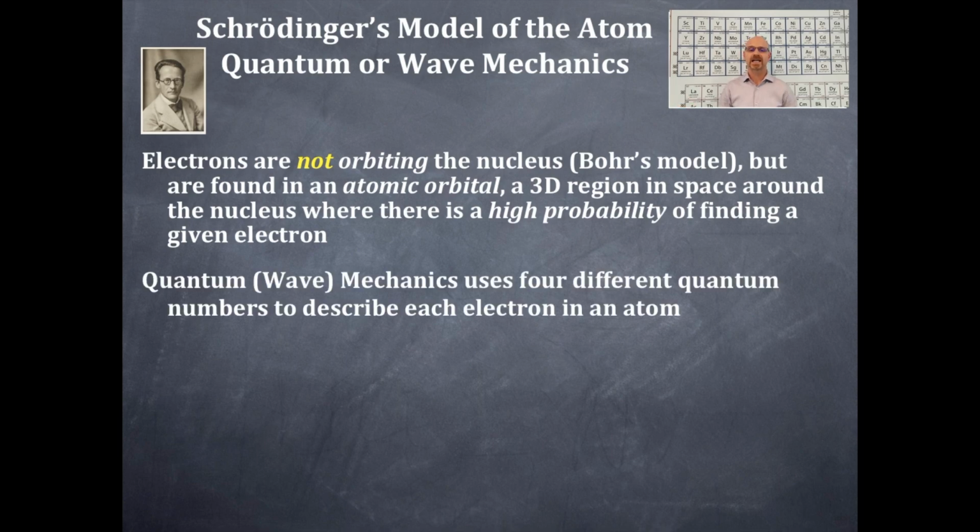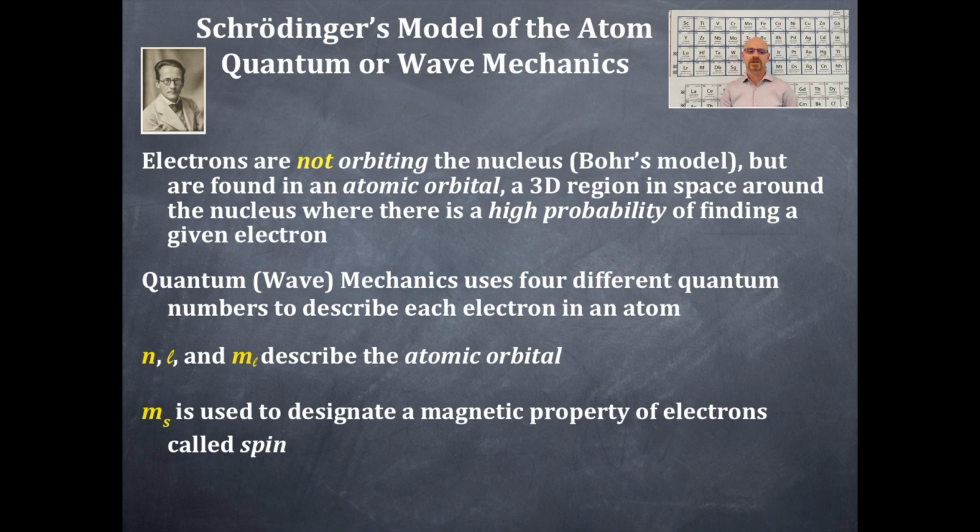Quantum or wave mechanics uses 4 different quantum numbers to describe the electron in an atom. The first 3, that is n, l, m sub l, describe the atomic orbital. The 4th quantum number, m sub s, is used to designate the magnetic property of electrons, and that is called the spin.